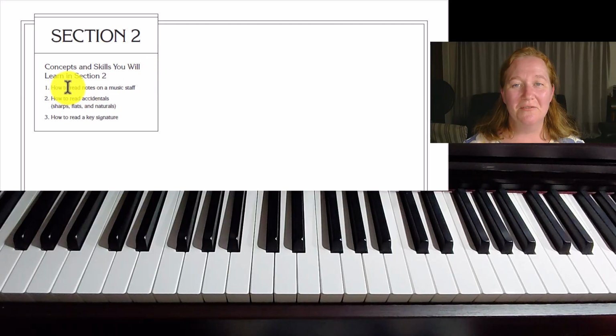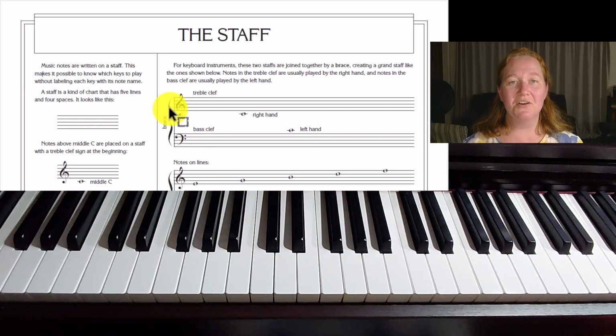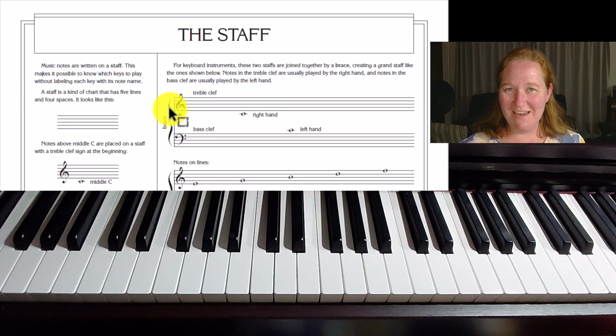So we're going to start with how to read the music, how to read the notes on the music staff or stave, how to read accidentals, and then also how to read the key signature. So let's start off with the staff or the stave.